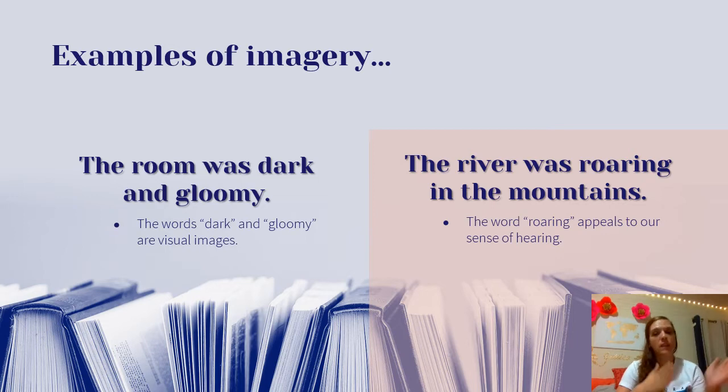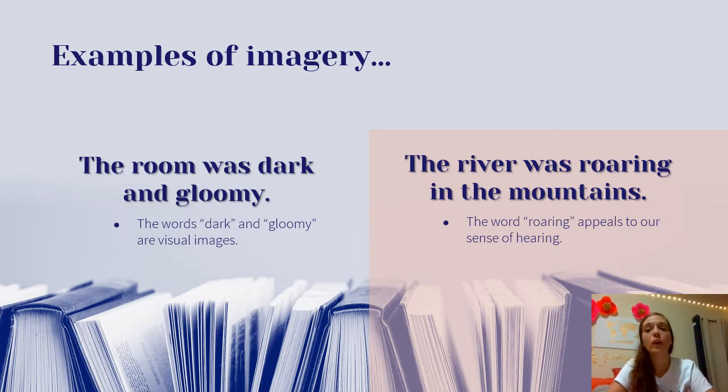Okay, look at the first one on this side. The room was dark and gloomy. Okay, the words dark and gloomy give you a visual image in your head. Gloomy means sad. So if a room is dark and gloomy, this one's bright and it has bright colors behind me and everything like that, so it would be like the opposite of this, right? You don't need to see the room. You can picture the room being dark and gloomy. That's imagery.